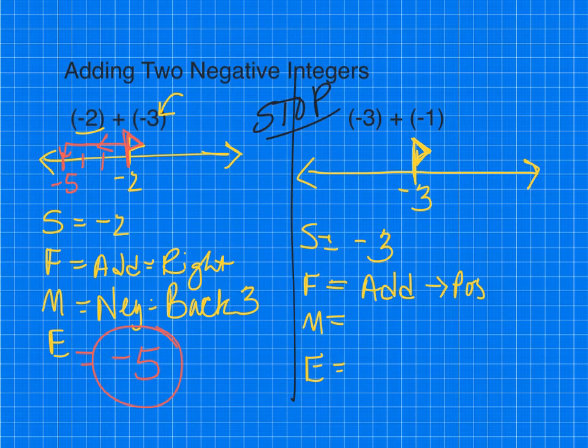I know that I'm going to be moving. It's negative, so I'm going to be moving back. And it's -1, so I'm just going to be moving back 1. So therefore, that's in this direction. I'm only going to be going one spot. So that's -4. Our final answer is -4.